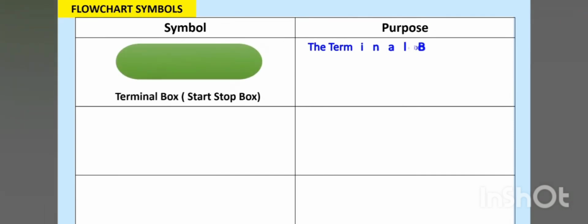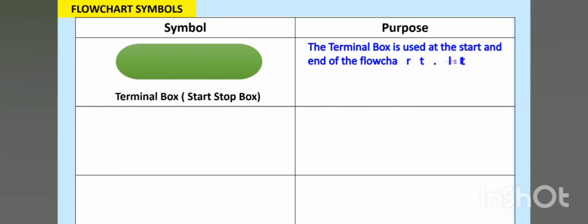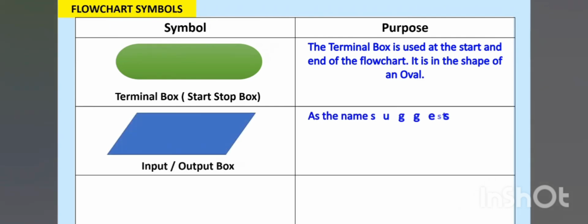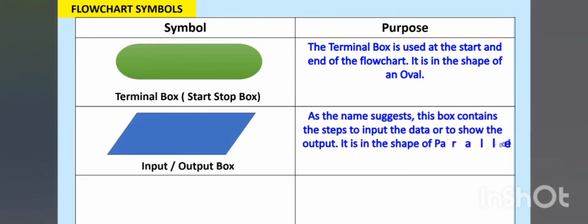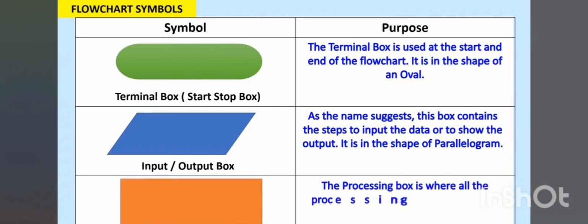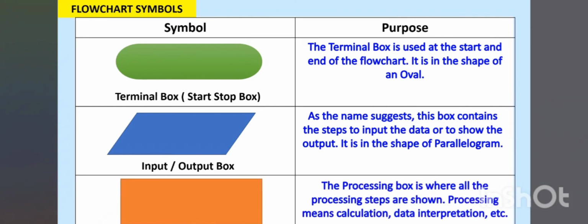The terminal box is used at the start and end of the flowchart. It is in the shape of an oval. The input or output box contains the steps to input the data or to show the output. It is in the shape of a parallelogram. The processing box is where all the processing steps are shown. Processing means calculation, data interpretation, etc.